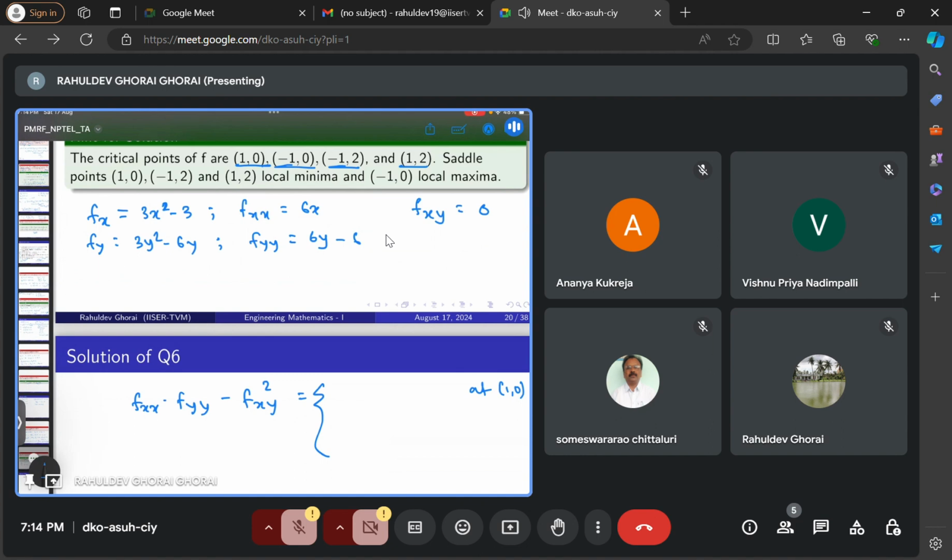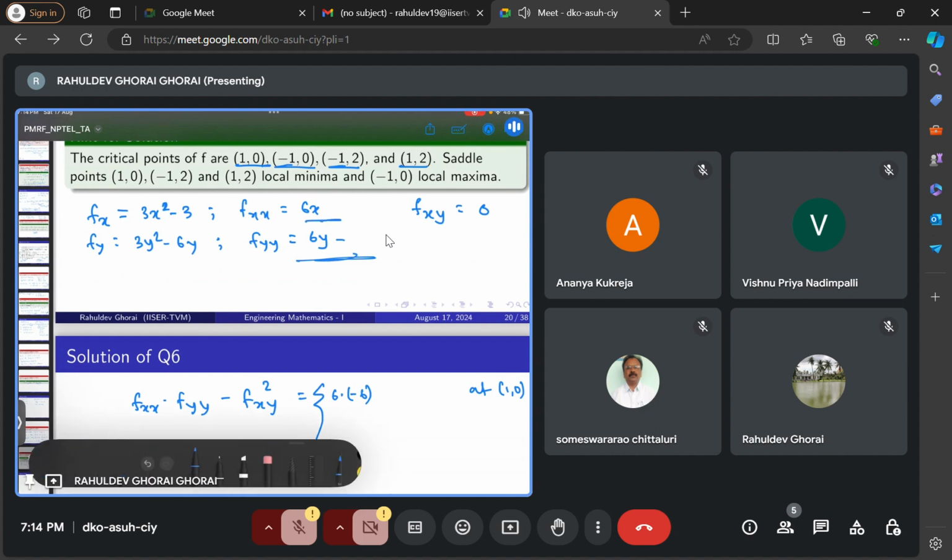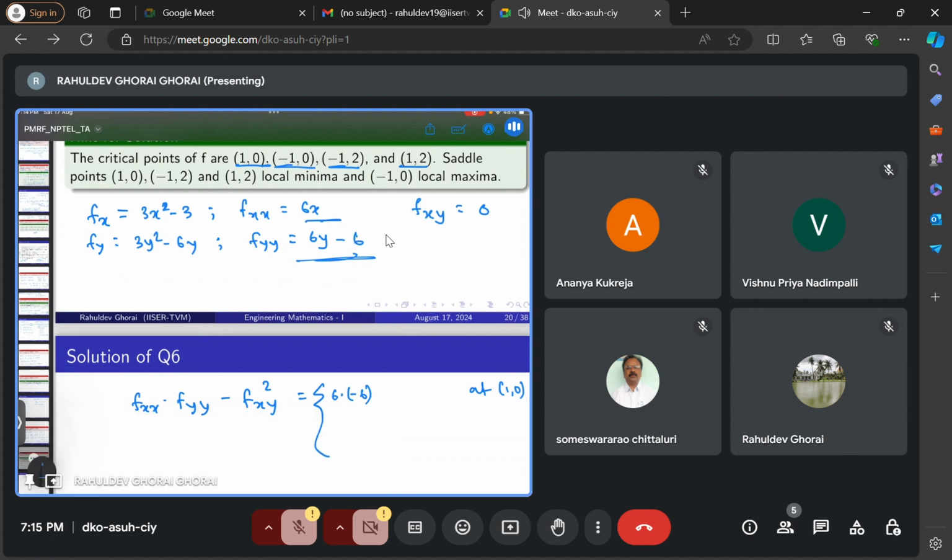So this will be, x will be 6, times f_yy will be minus 6. All these things we are getting from here, okay? Don't get confused. So minus 0 squared, which will be minus 36.